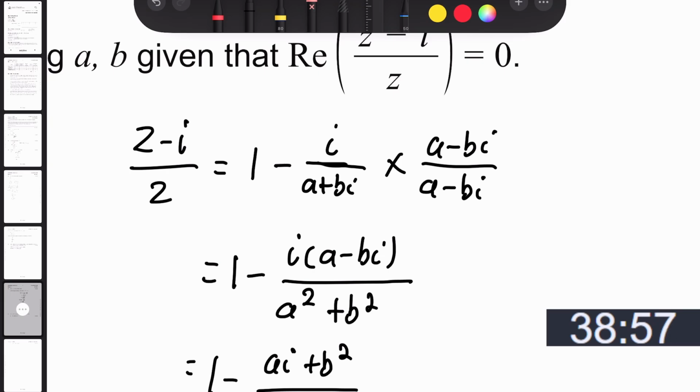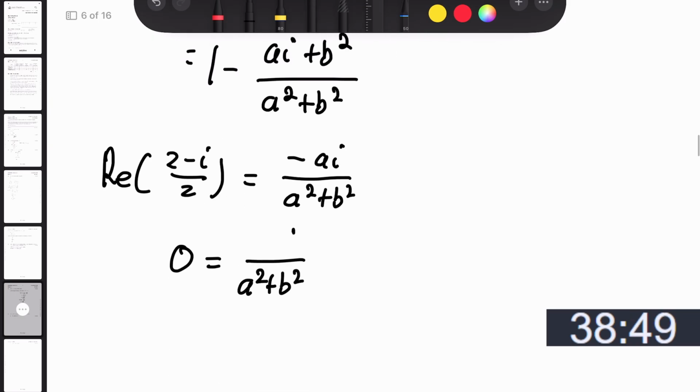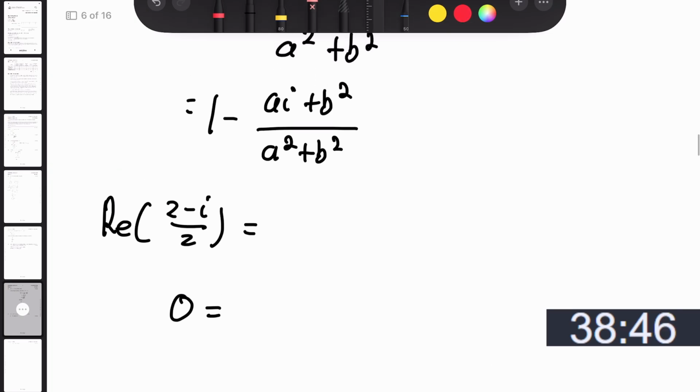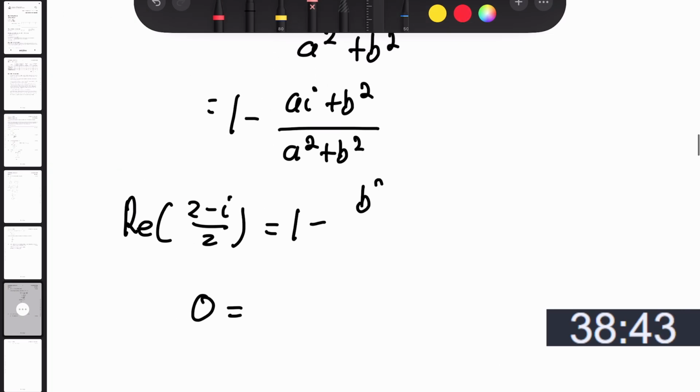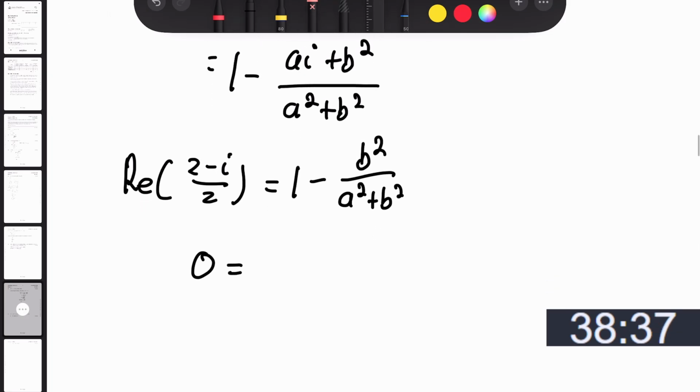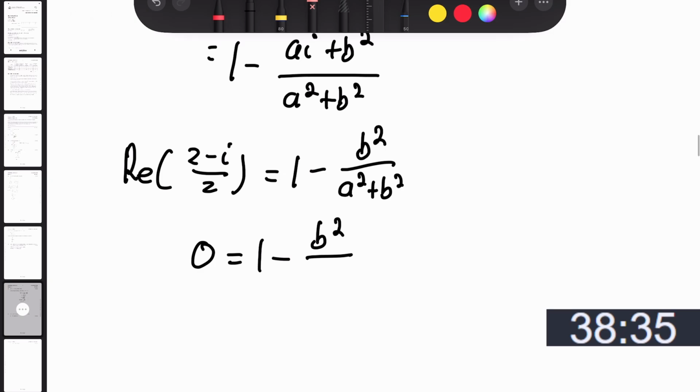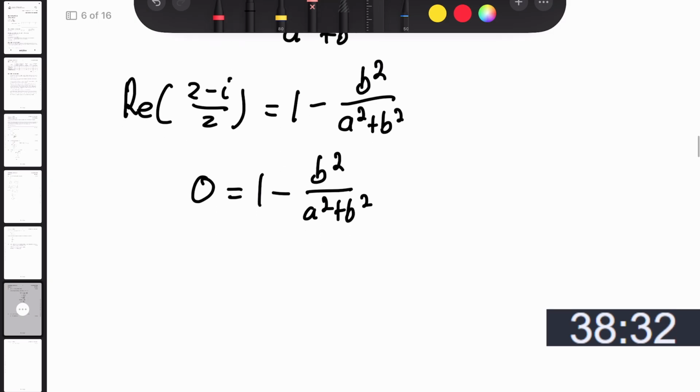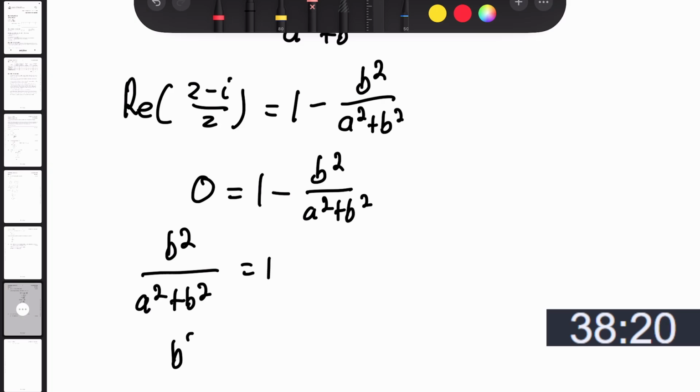A minus bi, ai, negative bi squared, so plus bi squared, multiplied by the conjugate. And oh wait, real. Oh no, not imaginary. So this would be 1 minus b squared on a squared plus b squared. Sorry, I was thinking about the imaginary. My bad. So this is 1 minus b squared on a squared plus b squared equal to 0. So then b squared is going to be equal to, no, let's do the full thing. b squared times a plus b squared is going to equal 1. So then b squared is equal to a squared plus b squared.